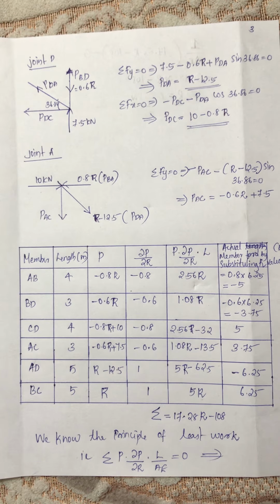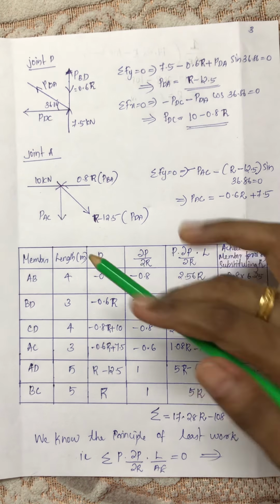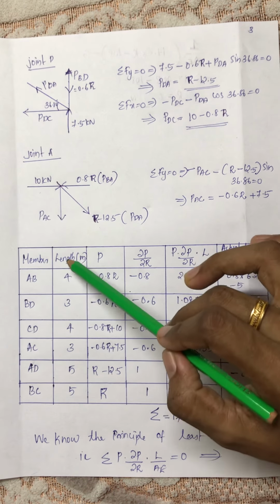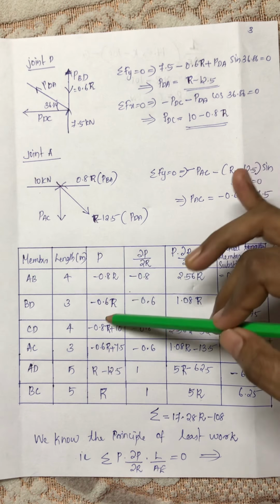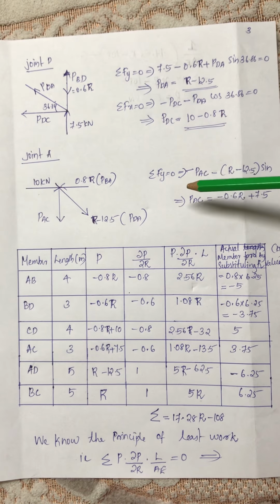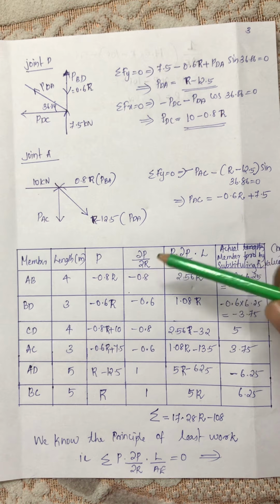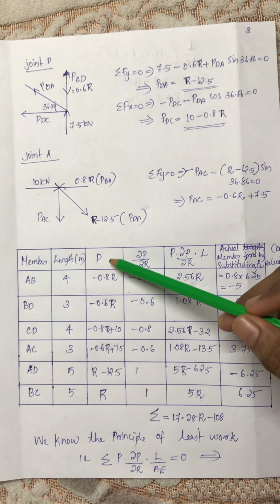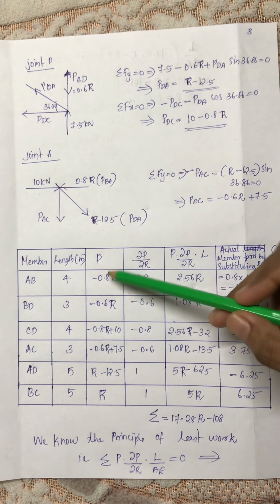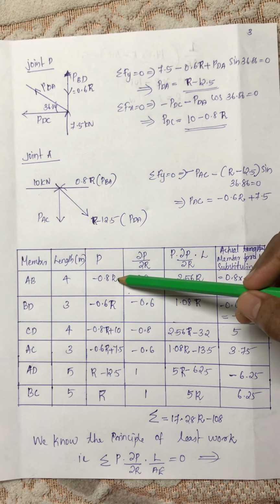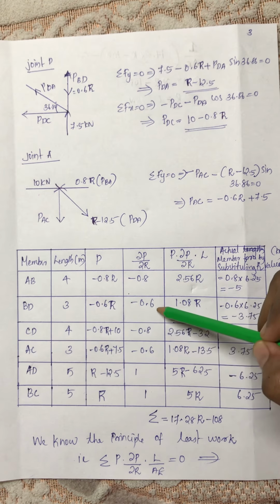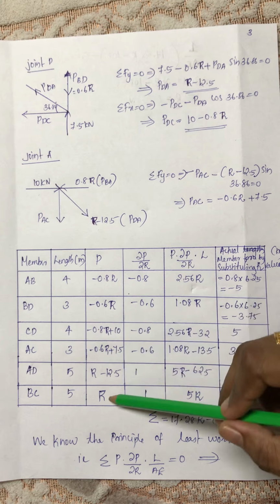So these internal forces are called P forces. Just draw the table, write the member and its corresponding length, then write the P forces, that means the member forces that we already found using the method of joints. Then take dou P by dou R, that is, take the derivative of these terms with respect to the redundant capital R. So what is the derivative of minus 0.8 R? Just minus 0.8. The derivative of this term is minus 0.6. Take the derivative of all these terms.